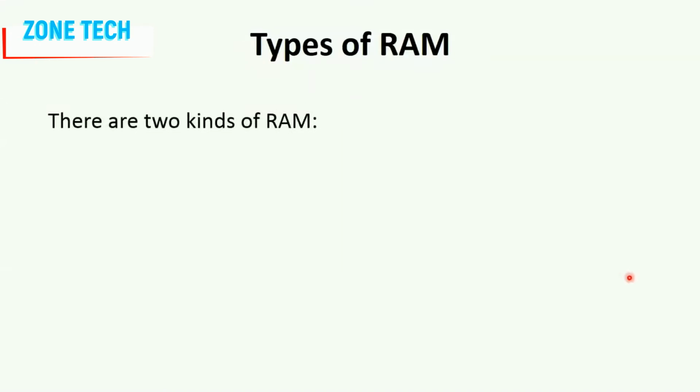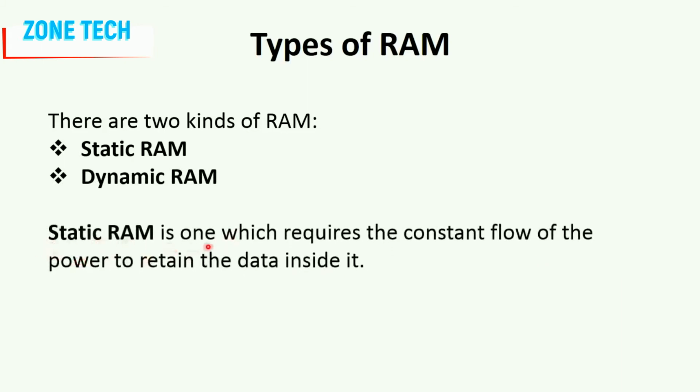There are two types of RAM. First is static RAM, second is dynamic RAM. Static RAM is one which requires the constant flow of the power to retain the data inside it. Here, the interrupted power could result in loss of data. The static RAM is made up of transistors and latches. Static RAM is faster and more expensive than dynamic RAM. It is mainly used as cache memory for the computer.